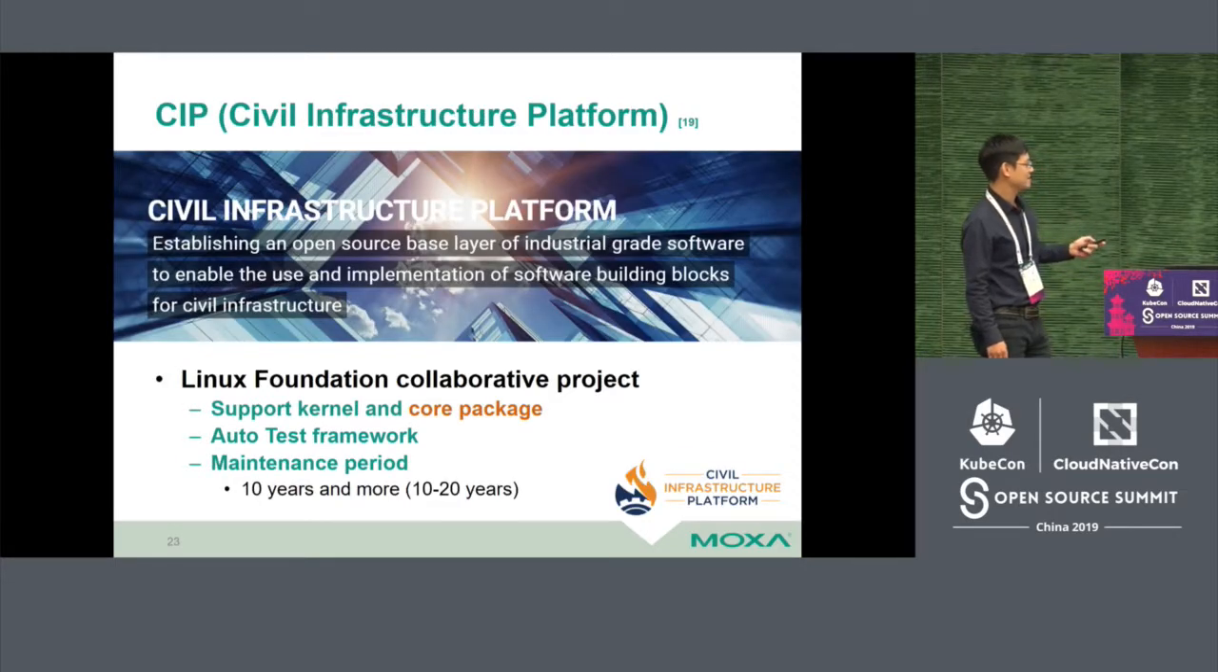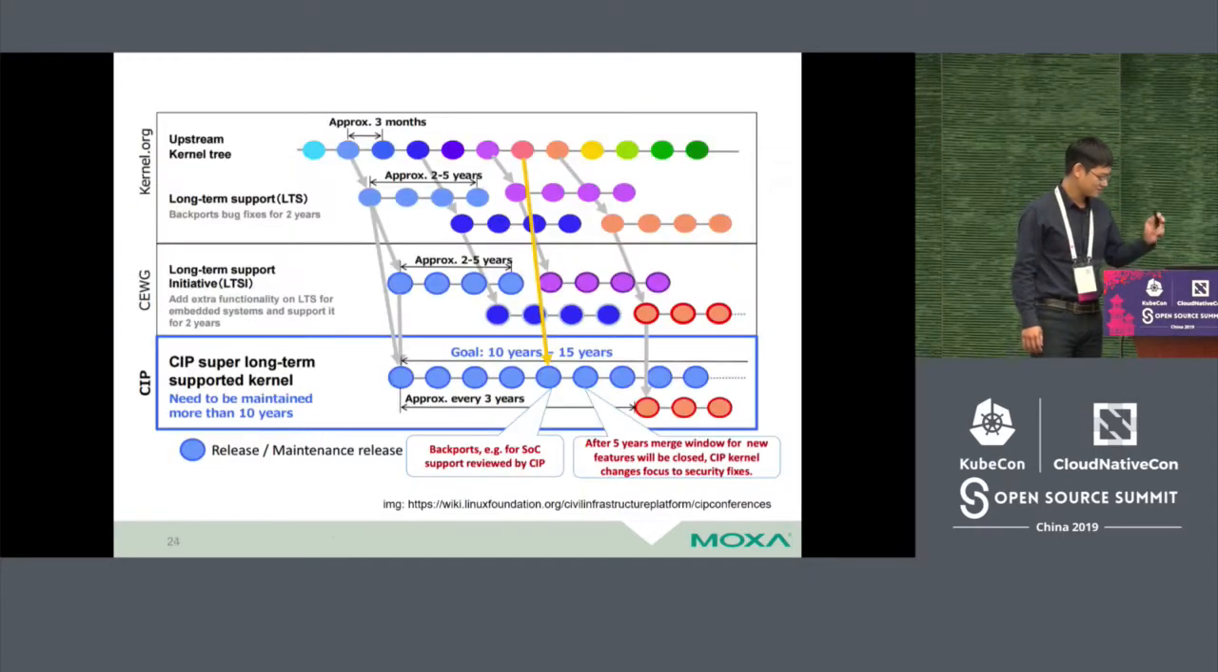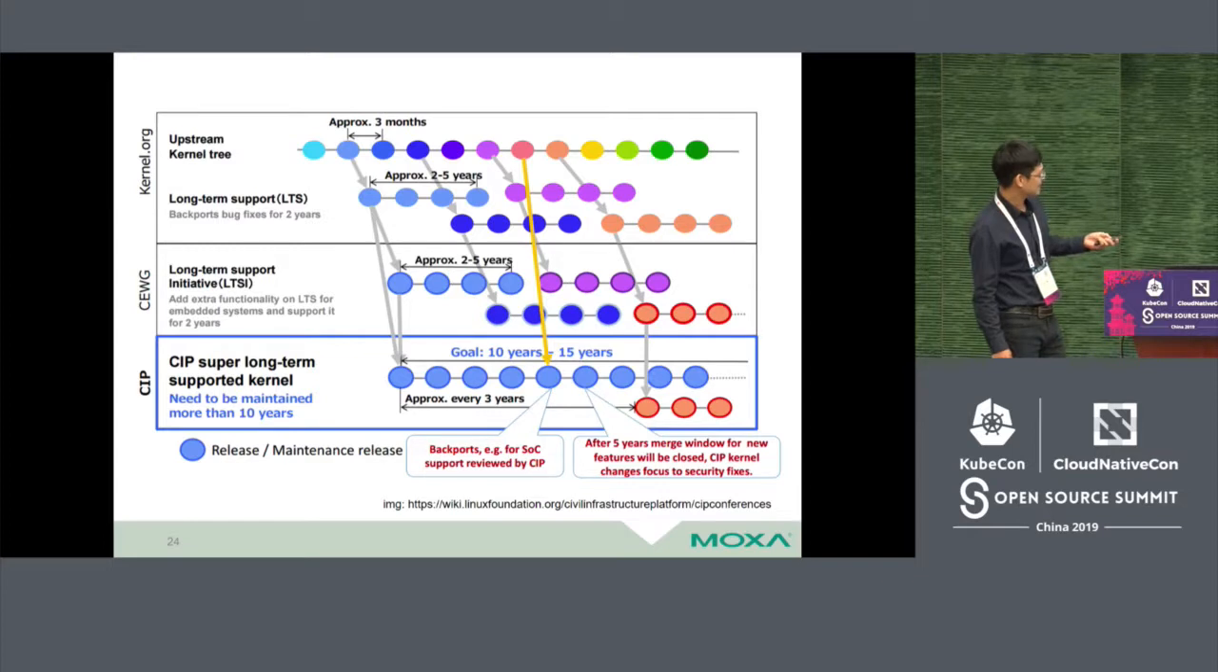The next is CIP, Civil Infrastructure Platform. This is also a Linux Foundation collaborative project. We also joined this project because we want to support the Linux kernel for more than 10 years. So we have a supportive strategy. We have an auto test framework. And our goal is to maintain the Linux kernel for more than 10 years. This is also a project in the Linux Foundation. So this is a figure that you can see: the Linux kernel, LTSI, and CIP, and their relationship.